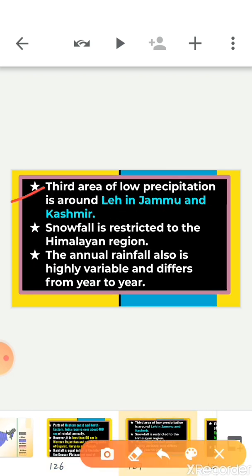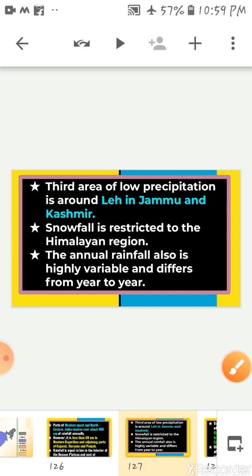Now, the third area of low precipitation is around Leh in Jammu and Kashmir. The rest of the country receives moderate rainfall, and snowfall is restricted to the Himalayan region.